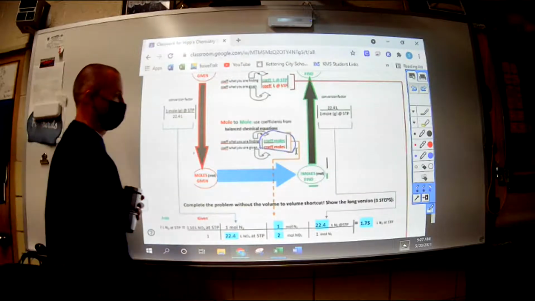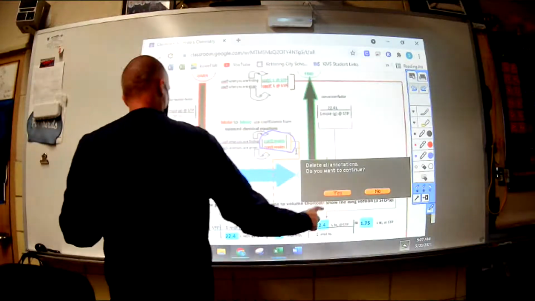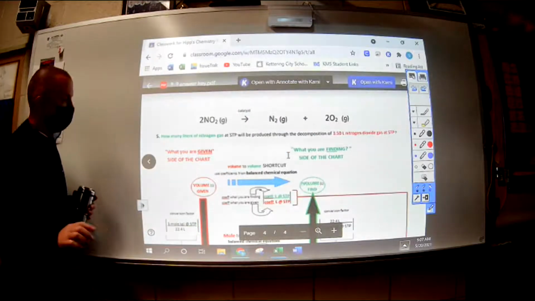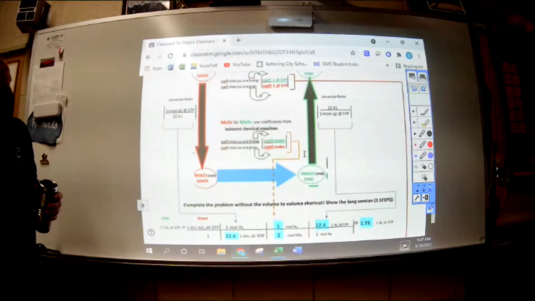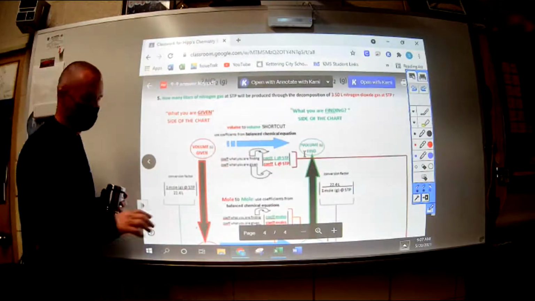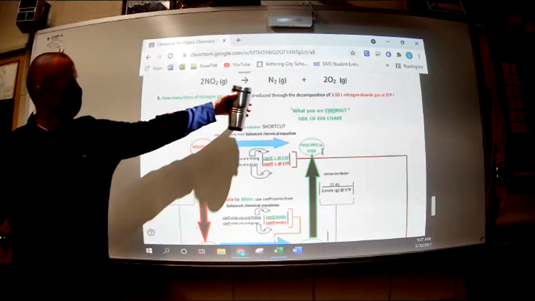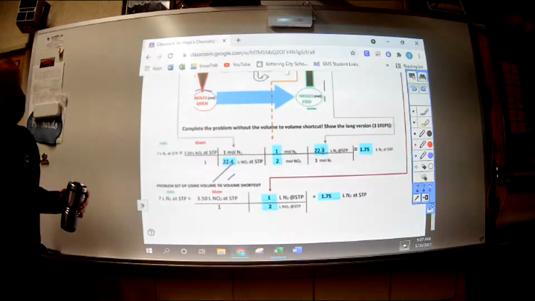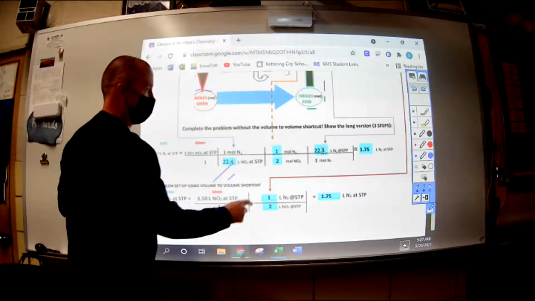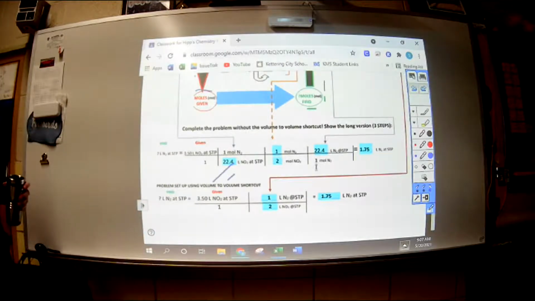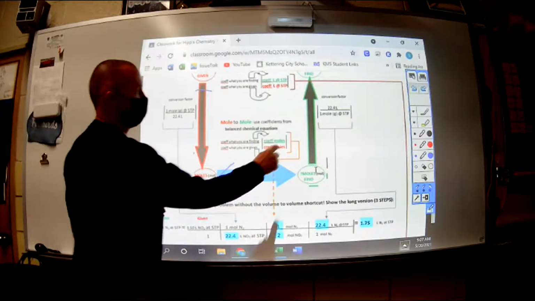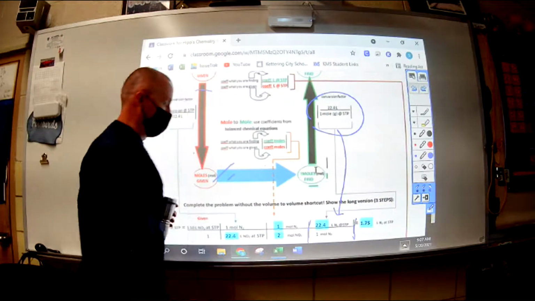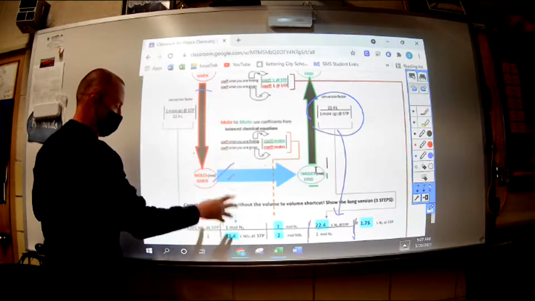So we go up to the chemical equation. We would see from the balanced chemical equation that we have 1 mole of nitrogen for every 2 moles of the nitrogen dioxide. So it's 1 mole of nitrogen over 2 moles. Then our final conversion. Is everybody watching the beauty of this? Here's our setup for the final conversion. 22.4, there it is, over 1. Boom. First one right there.